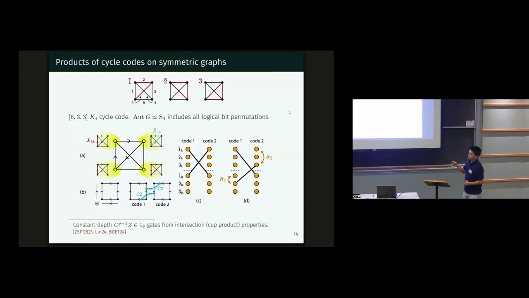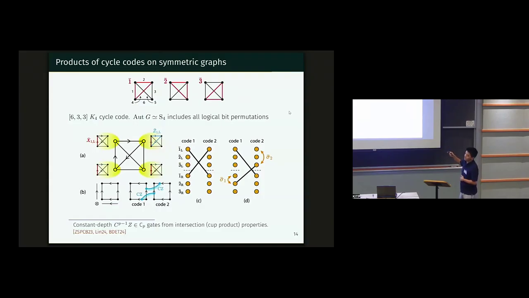Let me just, with the rest of my time, give an example that showcases all of these, what these things can be useful for. So let me define a cycle code. Let me take the complete graph on 4 vertices, and here are the bits I place on the edges, and the vertices are the parity checks.